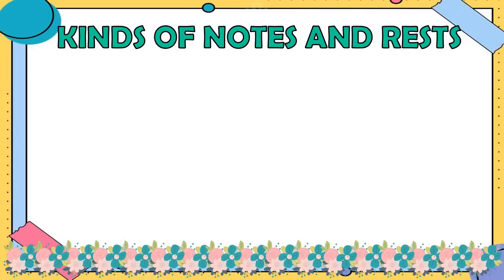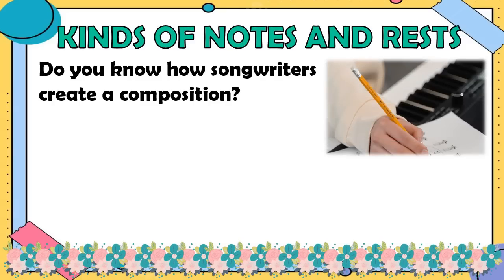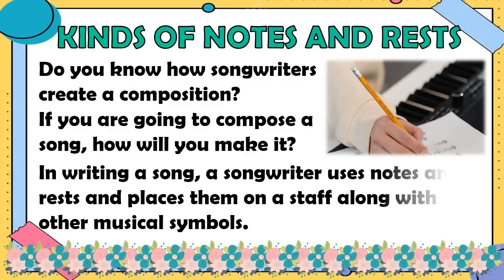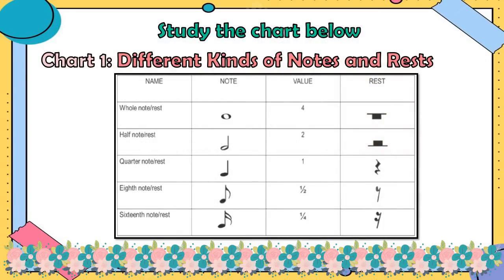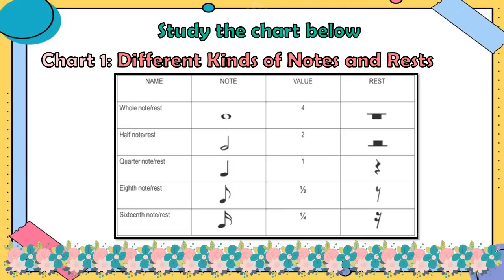Kinds of notes and rests. Do you know how songwriters create a composition? If you are going to compose a song, how will you make it? In writing, a songwriter uses notes and rests and places them on a staff along with other musical symbols. Study the chart below. Chart 1. Different kinds of notes and rests.